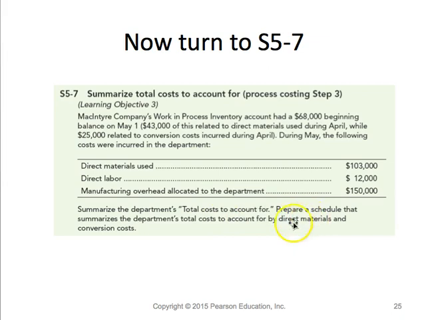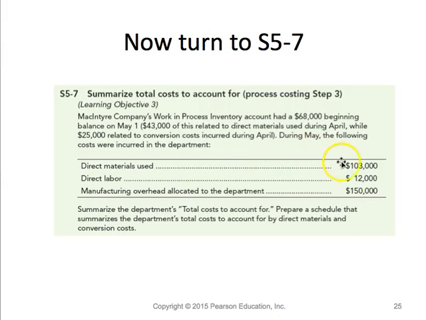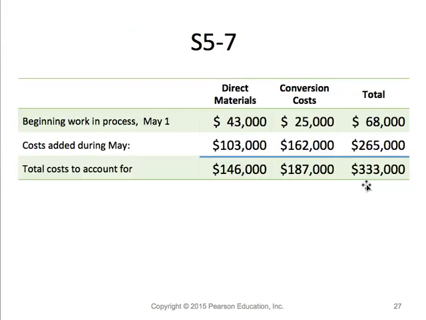We're going to prepare a schedule that summarizes the department's total cost to account for the direct material and the conversion cost. So it's pretty easy. Let's see the numbers here. 103 is direct materials, and 12,000 is direct labor. Direct materials 103, and beginning is 43, so total will be 146,000. And conversion is 25 beginning, and so cost during May will be 162.